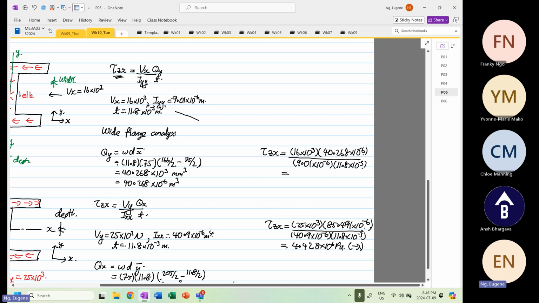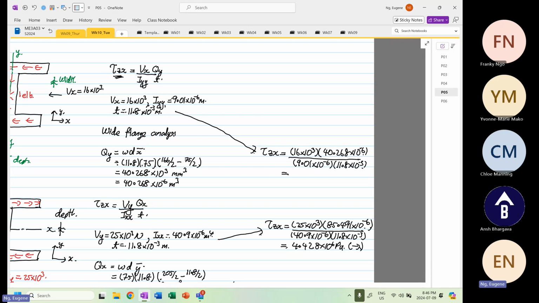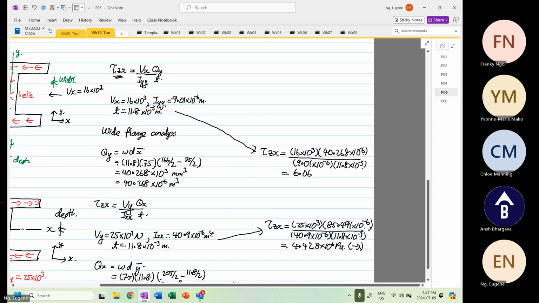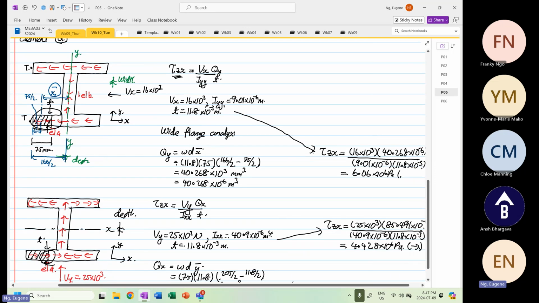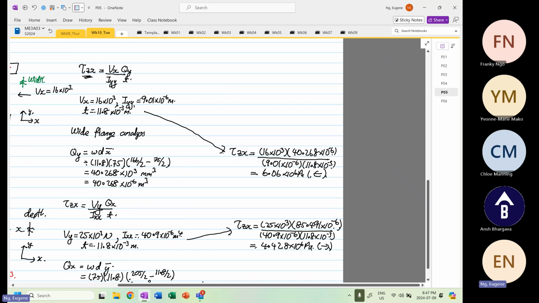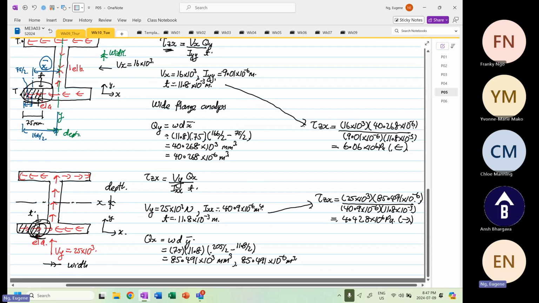So this is for this. I don't know why I forgot to calculate. So it's 16 times 10 to the power 3 times 40.268 times 10 to the power minus 6, divided by 9.01 times 10 to the power minus 6, divided by 11.8 times 10 to the power minus 3, which is equal to 6.06 times 10 to the power 6 Pascal. And if you look at this direction, it is going towards the left, and the 25 is going towards the right.